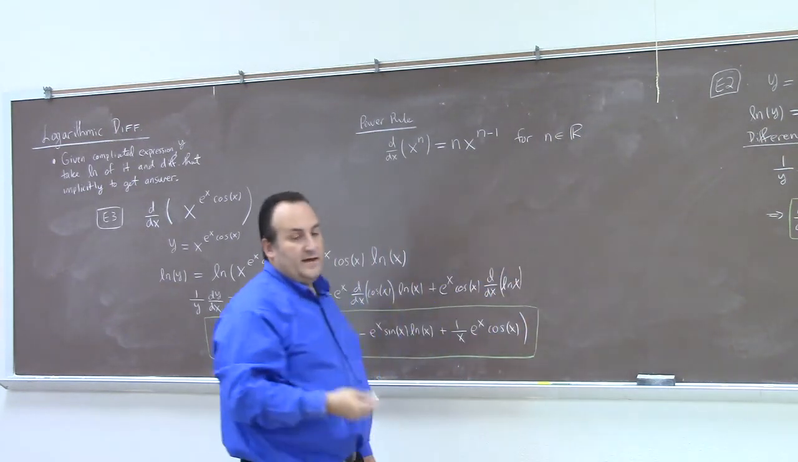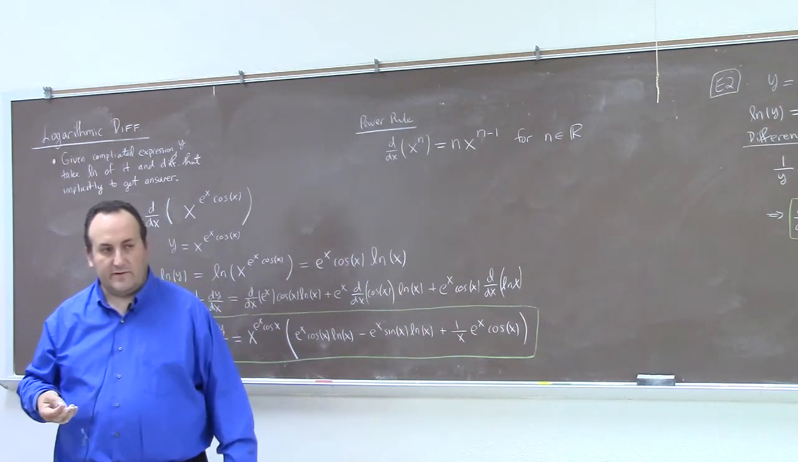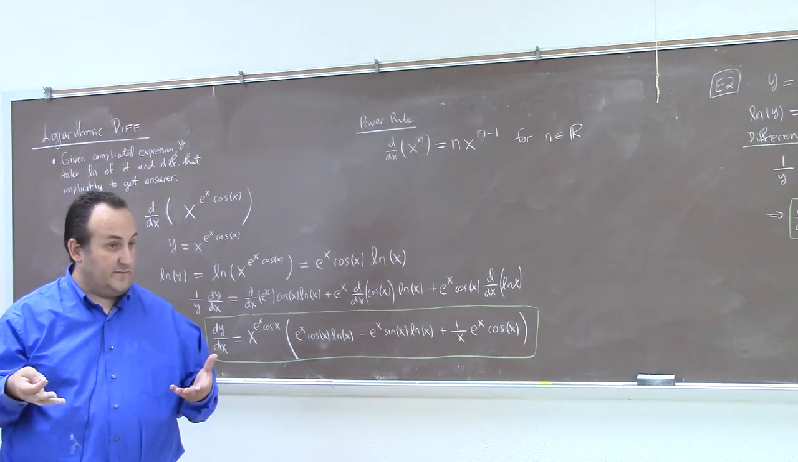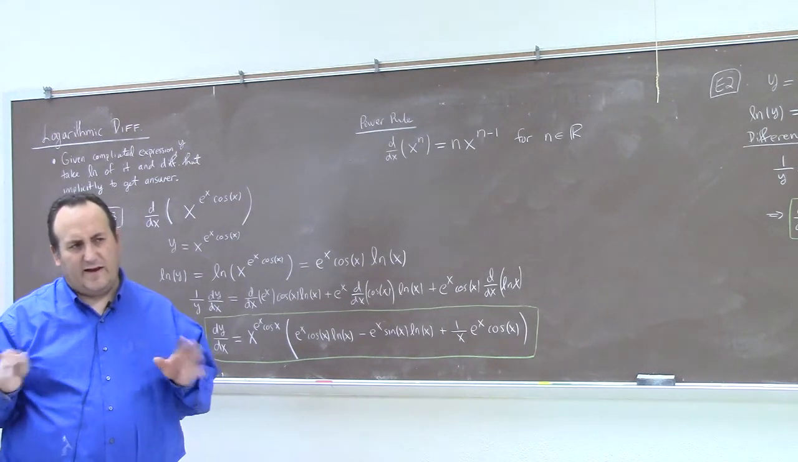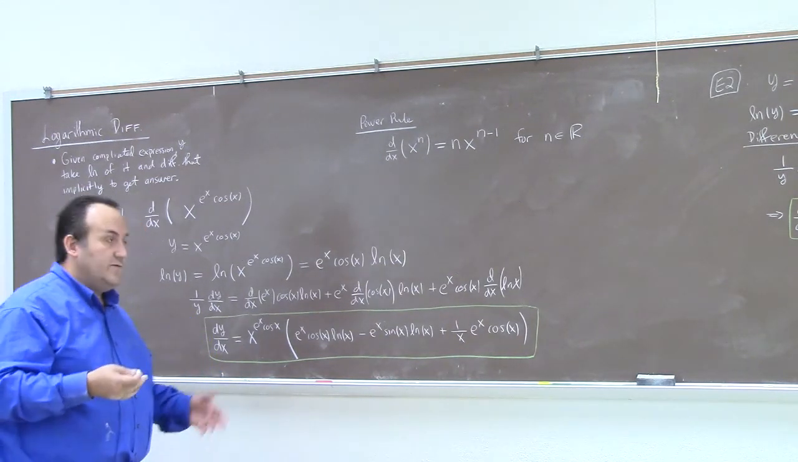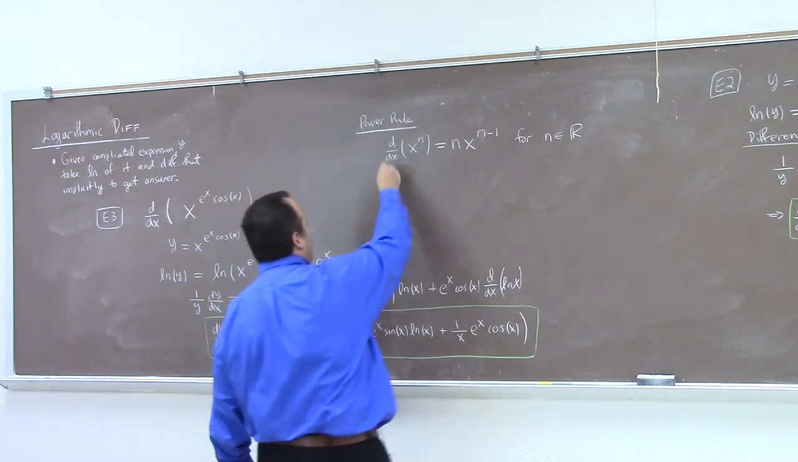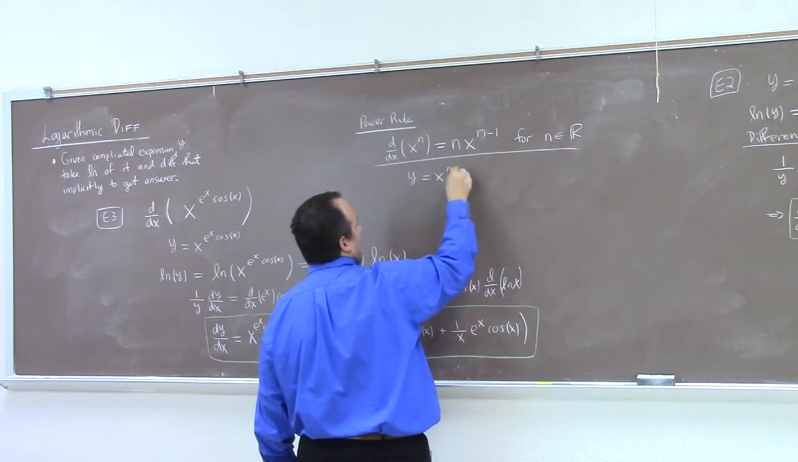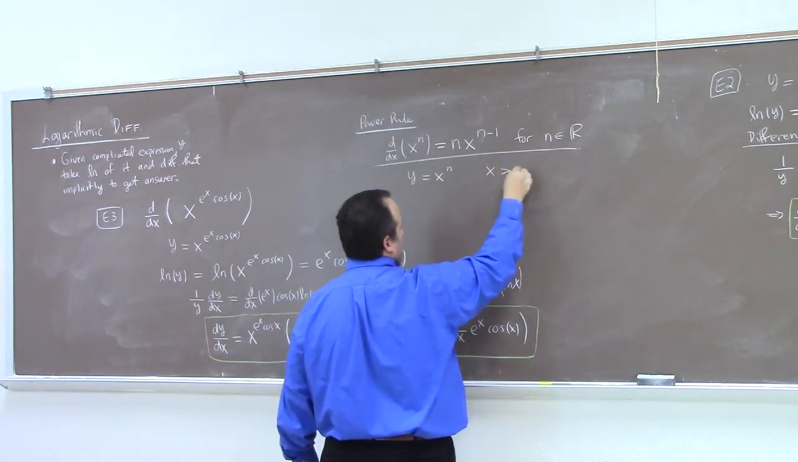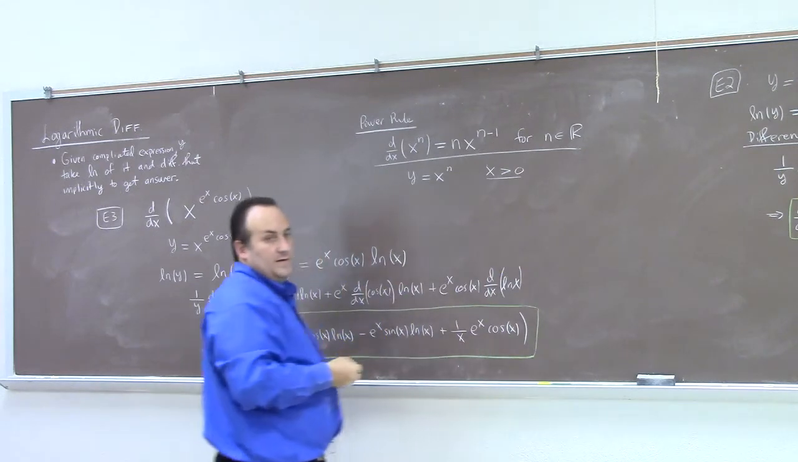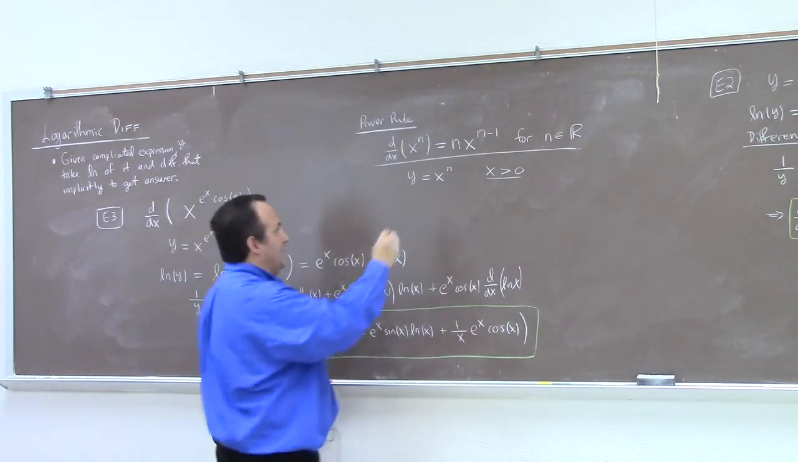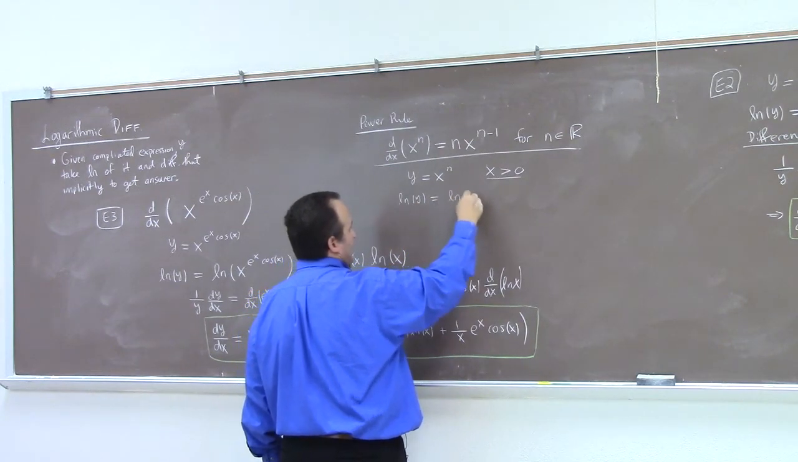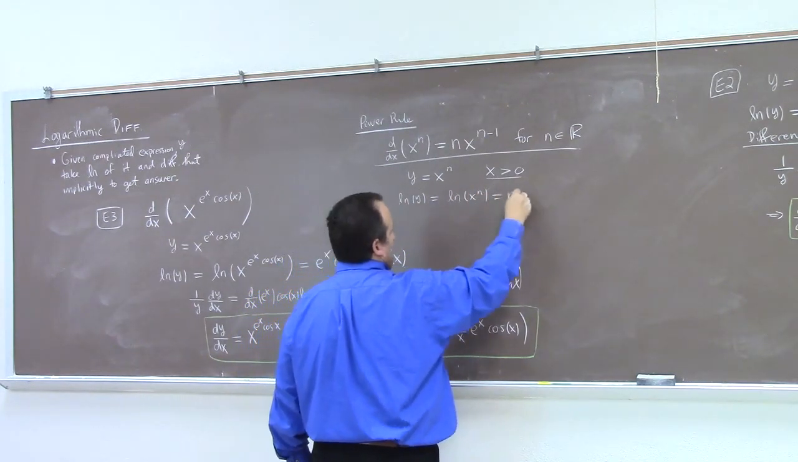However, if you examine the arguments I gave you early in the course, you'll notice that I only proved it for, like, natural numbers, or maybe integers, or maybe fractions at best, right? But this is true for real numbers. Let's see why. So we have y equal x to the n. We're going to assume x is positive just to keep things simple, right? Then natural log of y is natural log of x to the n, which is n log x, right?